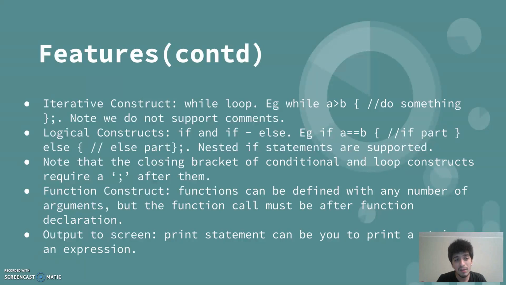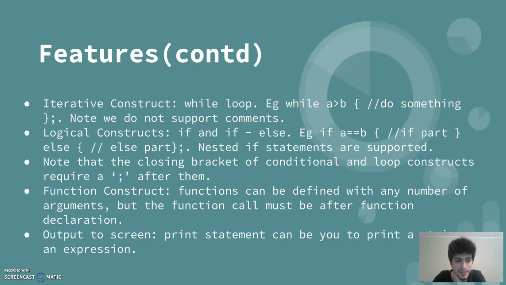We use while for the iterative construct, and we also support if else as a logical construct, and you could use if else in a nest. You can have nested if or else and nested while loops as well. One thing in the grammar that's different than Java is that after each construct, either if or while, you should have a semicolon after the closing bracket. So that's one thing that's different in our language.